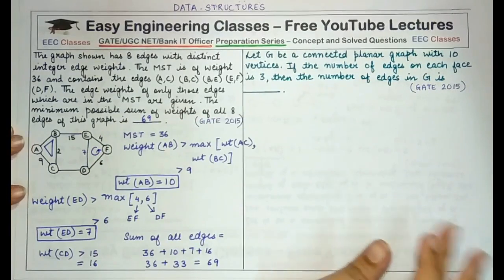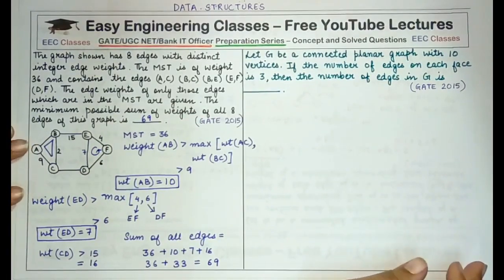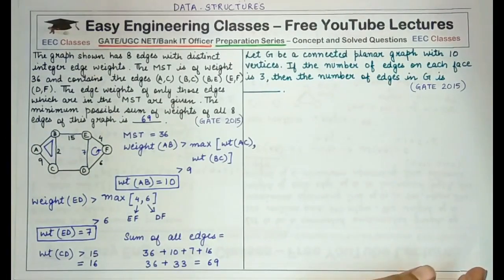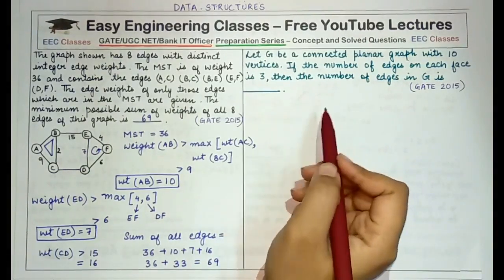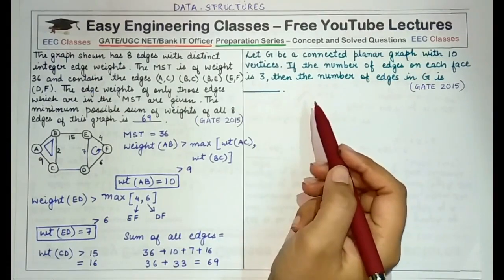Now coming to the second question of this lecture, the question states that let G be a connected planar graph with 10 vertices. If the number of edges on each face is 3, then the number of edges in G is. This is also a question from GATE 2015, and you have to remember certain formulas for this question to be solved very quickly.